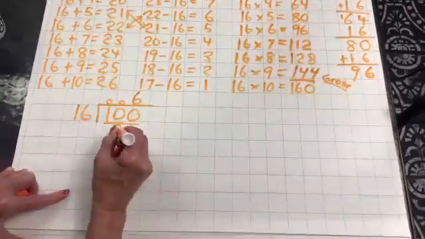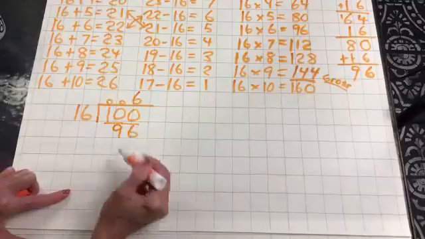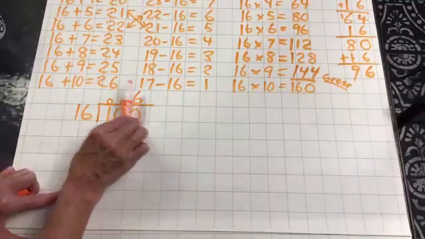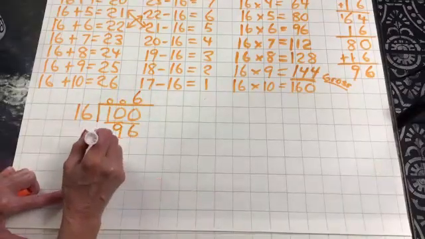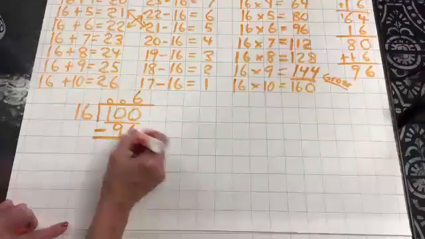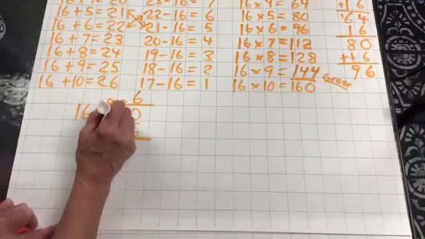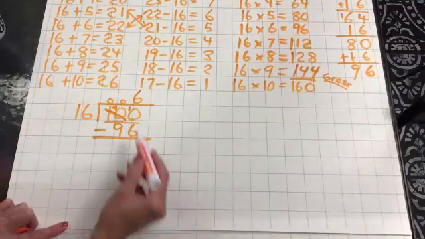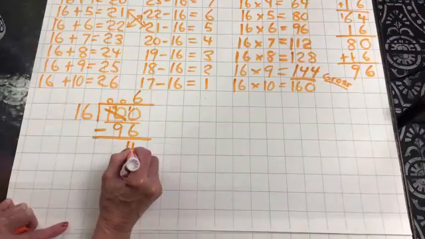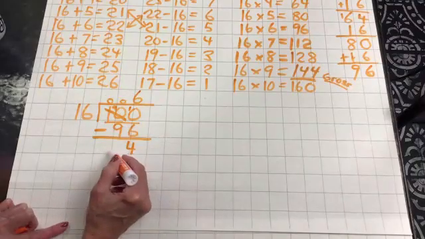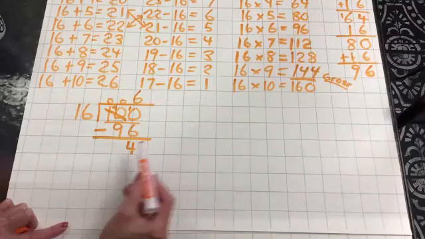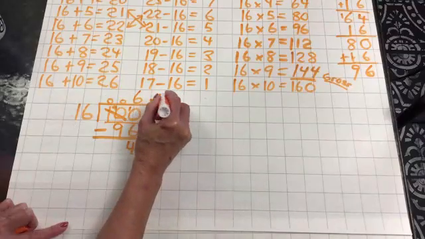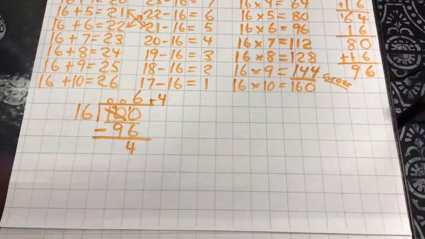So we're going to plop it right down, making it nice and neat. See how I've got my columns? I'm keeping them all nice and neat. And we're going to subtract that out. So we can't take 6 from 0. So we're going to borrow from the 10, making it 9 and making that 10. 10 minus 6 is 4. 9 minus 9 is nothing. So 16 does not go into 4. So luckily we have 4 remaining. So 16 goes into 100 6 times with 4 left over.